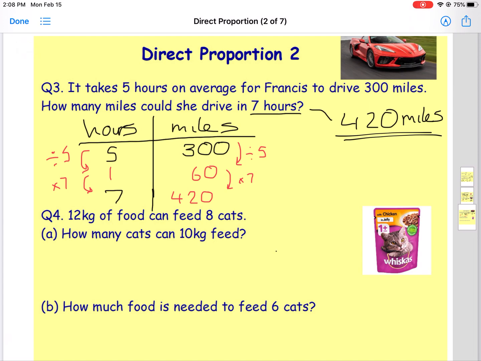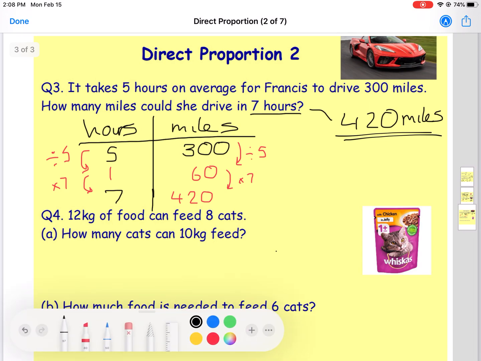Now this process here is the one that we're going to continue to use. I want you to use it for each question that you complete on direct proportion. That way you will always use the same method and you will always get to the same answer. If you look at the steps that I've done, dividing by 5, then timesing by 7, I've also done those exact same steps on the right hand side, dividing by 5, then timesing by 7, using the 1 as the intermediate middle step.